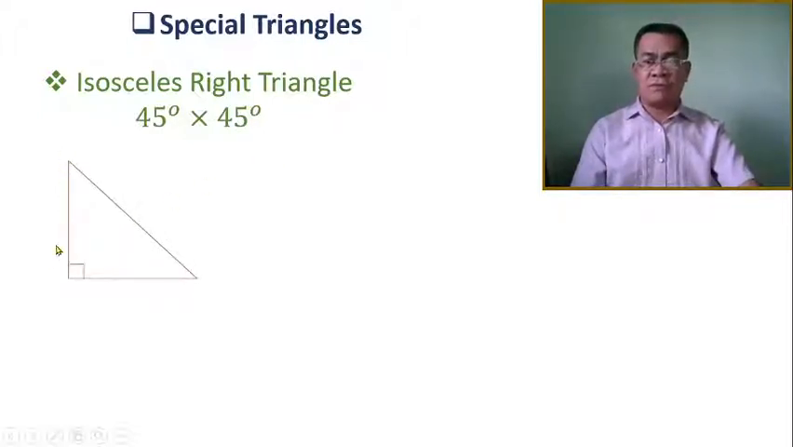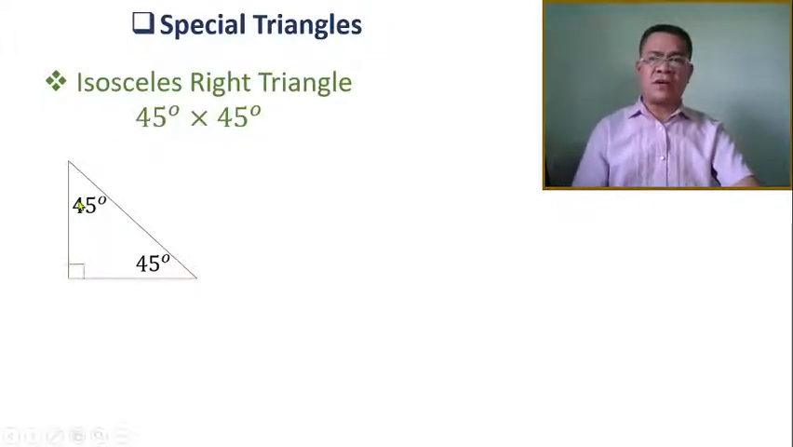So, for example, this is a triangle. The two angles must have the same value, and that is 45 and 45. So, we call this the isosceles right triangle. This is a special triangle. Hence, the angles are special. Therefore, we can provide the exact values of the 6 trigonometric functions of 45 degrees.